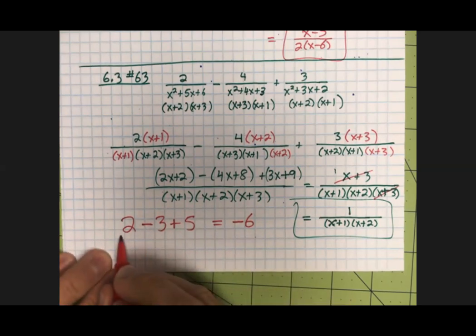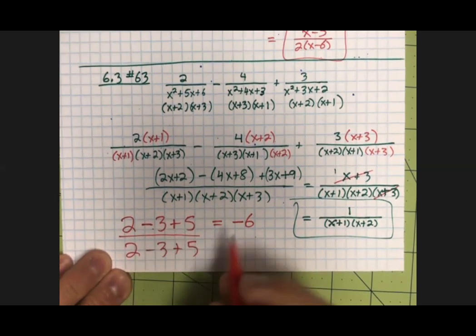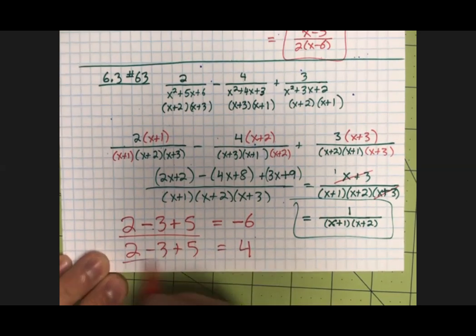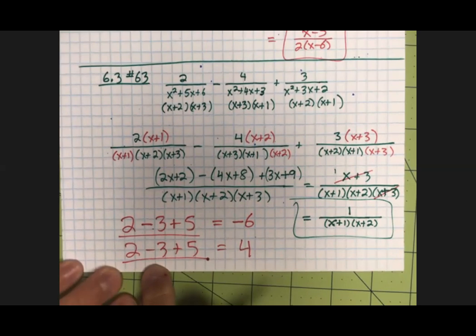So you have to take them together. This is -3 plus 5, which is 2. So the answer is 4. Think about it as if you're helping your little brother or sister, cousin, whatever. When they have 2 minus 3 plus 5, you've got to say that minus sign belongs to the 3. So you have to add it with the 3. Plus 2, 2 plus 2, 4.